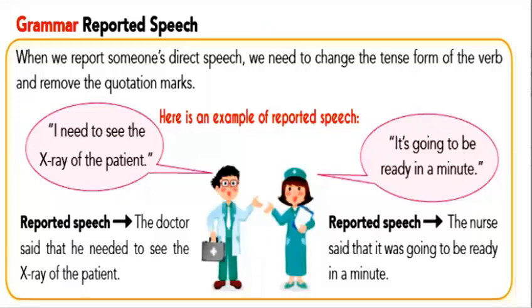Here is an example of reported speech. The direct speech is, I need to see the x-ray of the patient. If we report this sentence, it becomes, the doctor said that he needed to see the x-ray of the patient. We used a reporting verb like said, we used the word that, we changed the pronoun I into he, we changed the verb tense need into needed, and we completed the sentence.